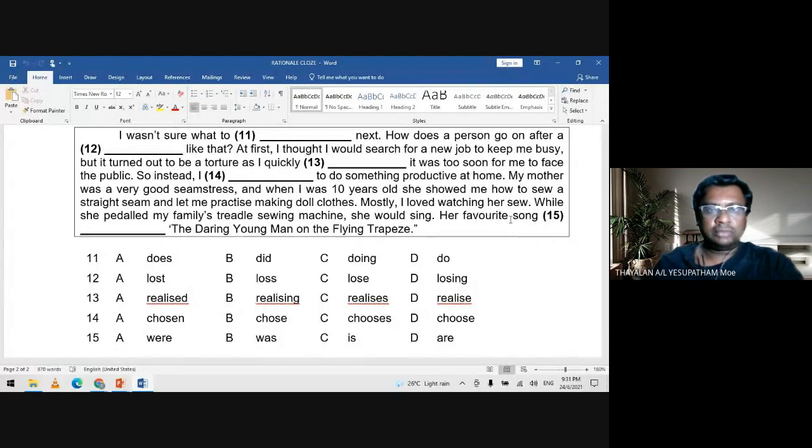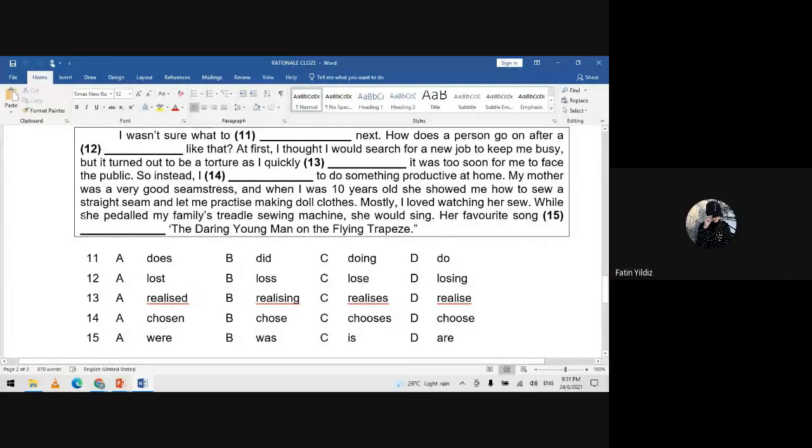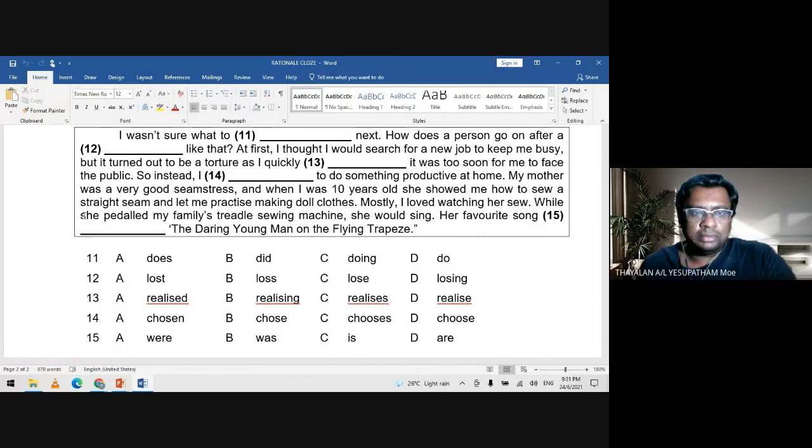All right. "Now, at first, I thought I would search for a new job to keep me busy, but it turned out to be a torture as I quickly..." A, "realize"? "Realized." D, sir. Yes, because this is a story, therefore it's in the past tense. So, past: "realized." Yes, very good. "It was too soon for me to face the public. So instead, I chose to do something productive at home." Past tense, yes.